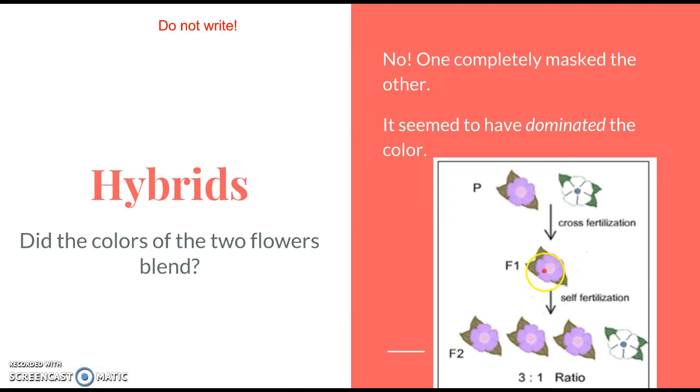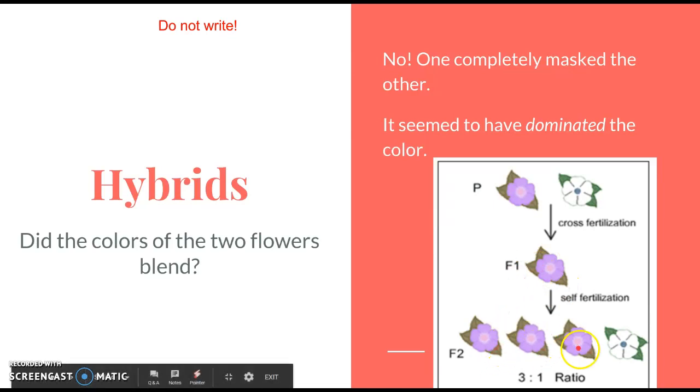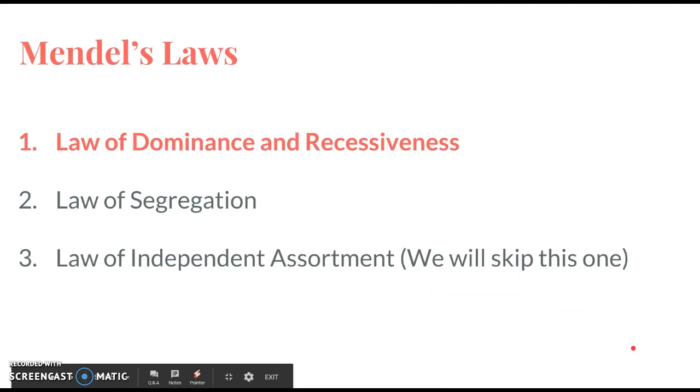If we take that purple plant, that offspring, and we self-fertilize it, so we fertilize it with itself, we get 3 purples and 1 white. Where did that white come from? The white wasn't up here, so where did it come from? This is what he wanted to know.